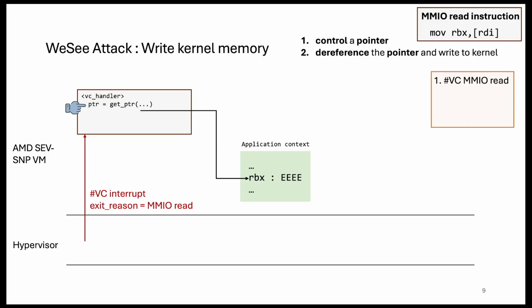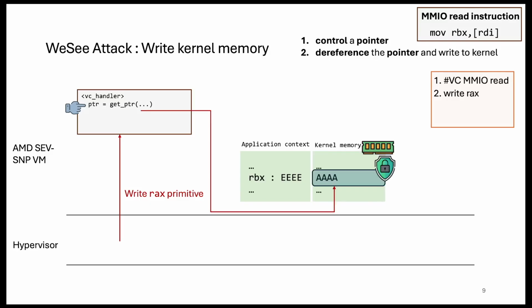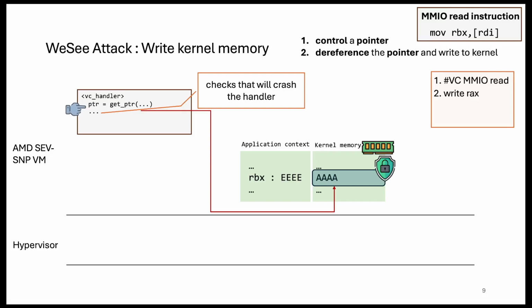Now, according to x86 calling conventions, function return values are always stored in the RAX register. So we can use this insight and use our write RAX primitive to overwrite this function return value and hence overwrite the pointer. Now, this pointer points to memory of our choosing within the SNP VM, which is the first ingredient of our attack. There are now several checks that will otherwise crash the handler. So we have to use a series of our write RAX and skip instruction primitives to recover from this corrupt state.